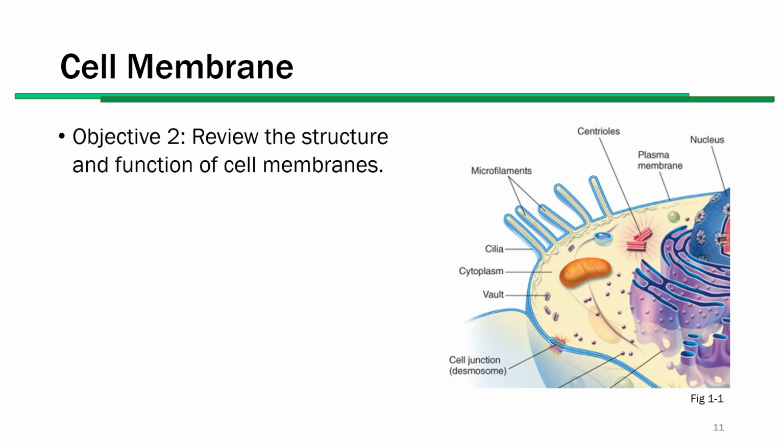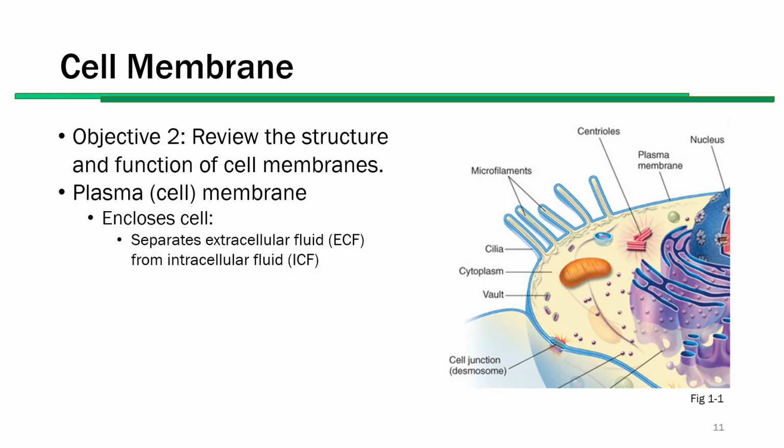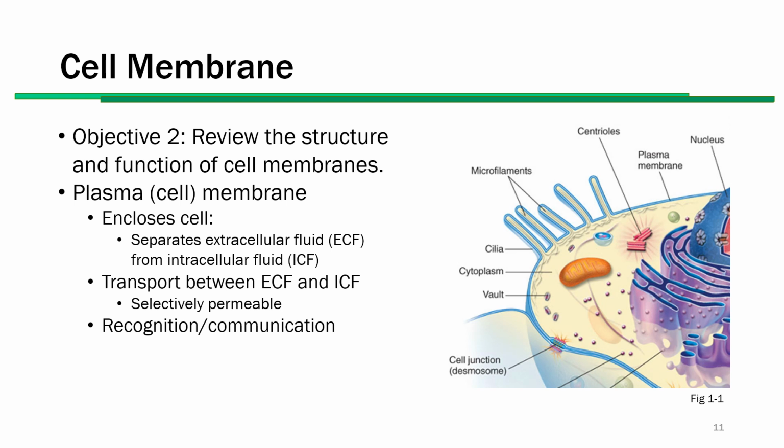Objective 2, review the structure and function of cell membranes. The plasma or cell membrane encloses the cell. It separates the extracellular fluid from the intracellular fluid. It allows transport between the extracellular fluid and intracellular fluid, though it's selectively permeable. Not everything can get through. We'll look a lot at how that's regulated. It also provides for recognition and communication through receptors.